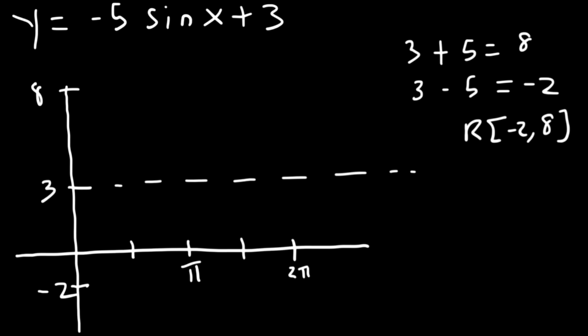Now let's plot the points. Positive and negative sine always start at the middle. But positive sine, we know, goes up. Negative sine goes down. So therefore, the next point is going to be at pi/2 with a y value of -2. At pi, it's going to be back at the midline with a y value of 3. At 3 pi/2, it's going to be at 8. And at 2 pi, it's back to the center line. And so that's how we can graph this particular function.